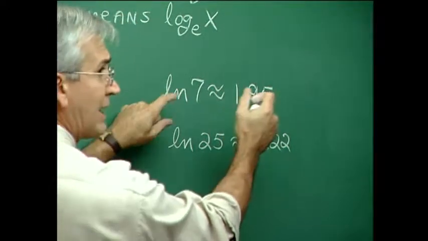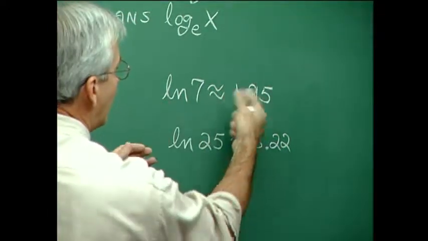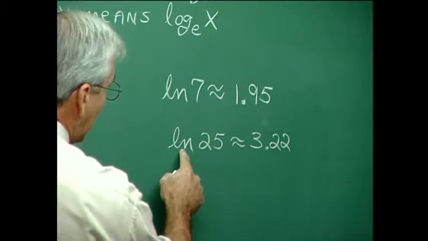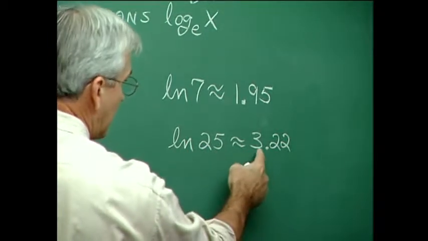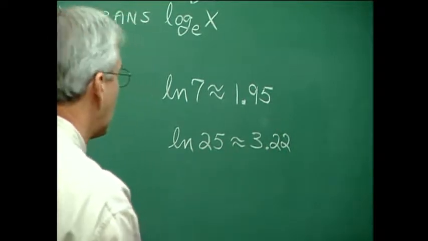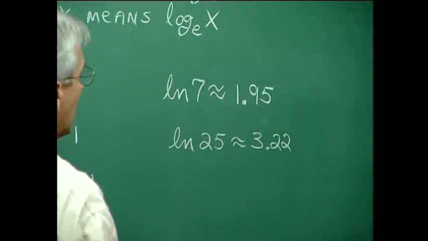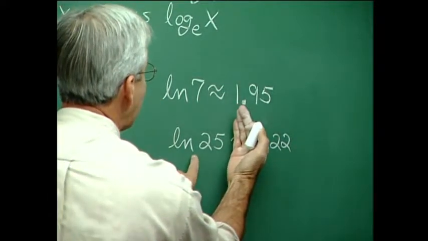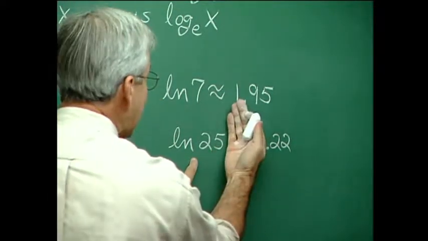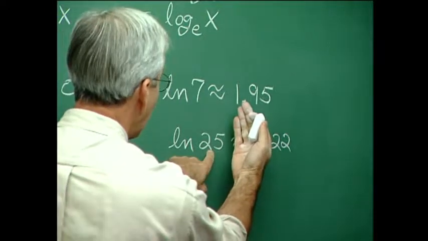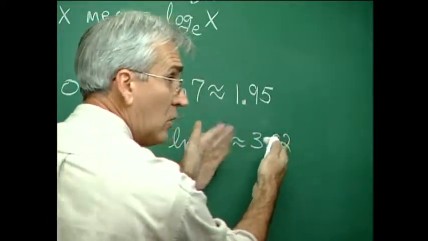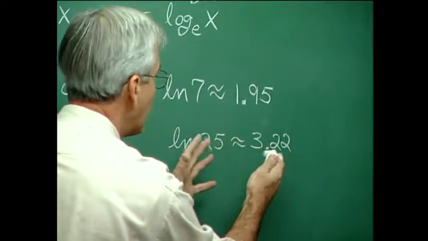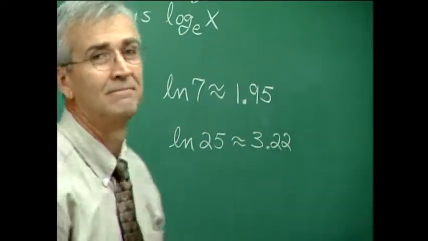Now, this is a very long decimal. It's an irrational number, so I've rounded it to this value. And also ln 25 turns out to be 3.22. You might try this on your calculator just to get a little practice with it. But remember, what this means is we're looking for the exponent on e that will give 25. That is, e to what power is 25? Well, e to that exponent will give 25. And actually, it's e to approximately that power because it's a rounded number.